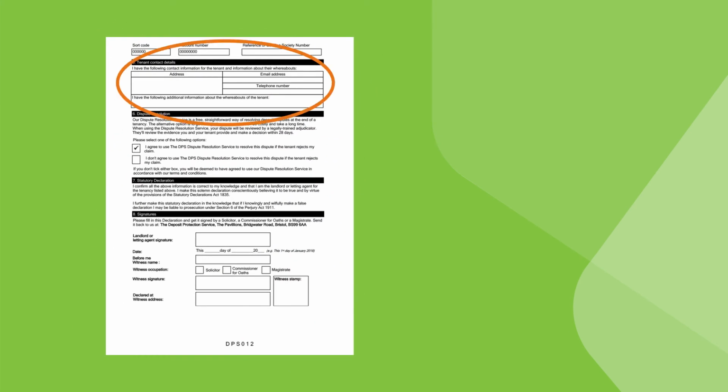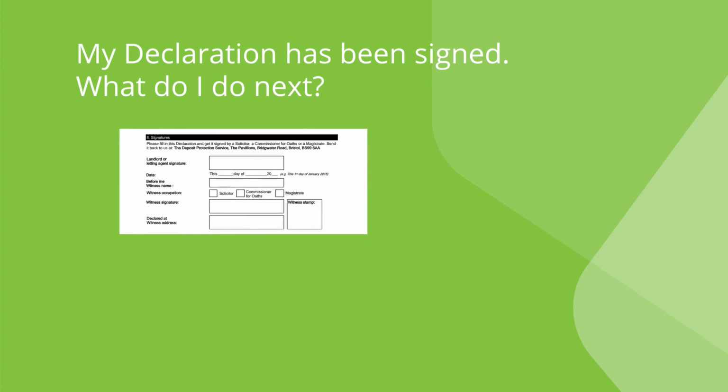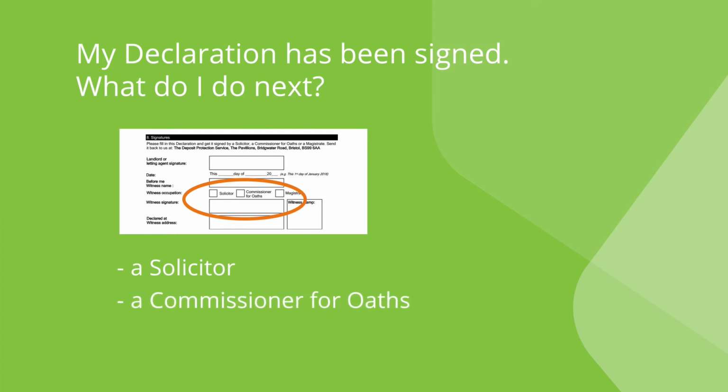In section 5, please add any knowledge you have of the tenant's whereabouts or contact details, as we may use this information to attempt to contact them. Once you've completed your declaration, you'll need it witnessed and signed by one of the following: a solicitor, a commissioner for oaths, or a magistrate.